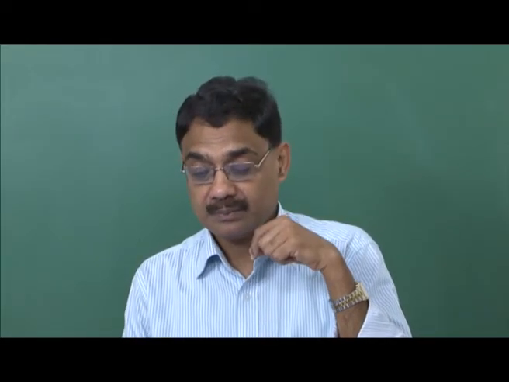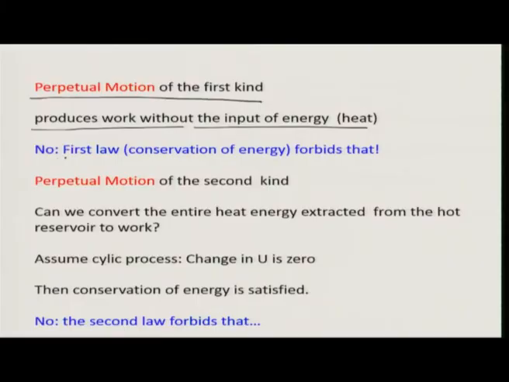Is it possible? It is not possible, because the first law already tells us there should be conservation of energy. I cannot generate energy in an isolated system. So the first law tells us that perpetual motion of the first kind is not possible. Now come to the second law. It is related to the question whether I can have a perpetual machine of the second kind.